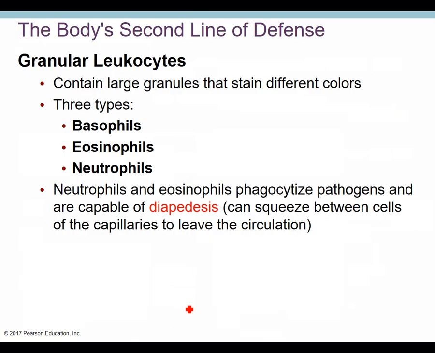So for the granular leukocytes, like we said, they contain granules, and there are three types: the basophils, the eosinophils, and the neutrophils. Neutrophils and eosinophils act to phagocytize pathogens. So they are phagocytes. That means they do phagocytosis. And they can actually leave the blood vessels, particularly the capillaries. They can leave the circulatory system through a process called diapedesis. So put that vocabulary word in red here. That's leaving the blood vessel and going into the tissues.